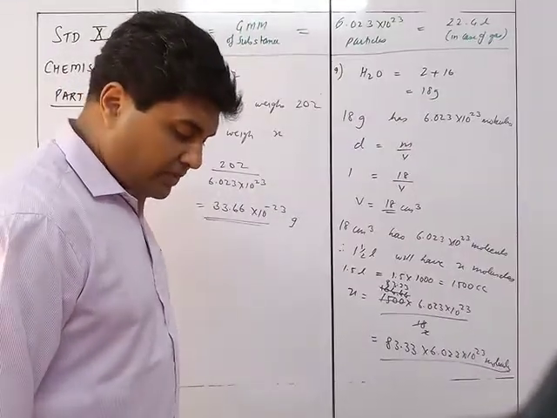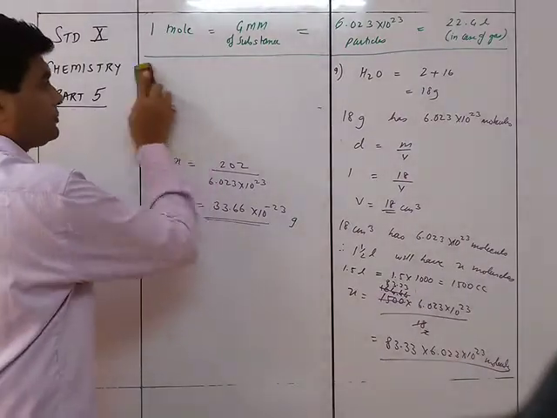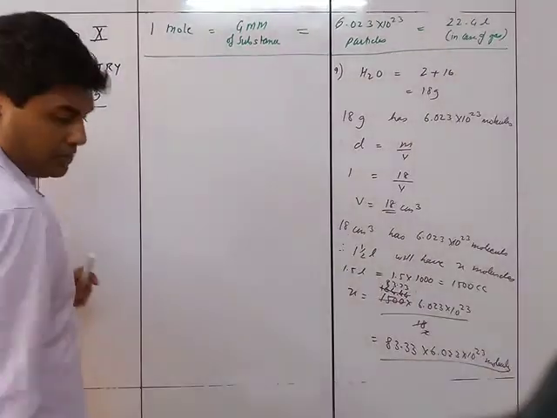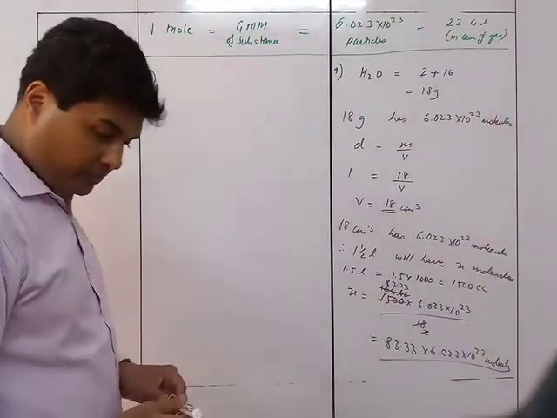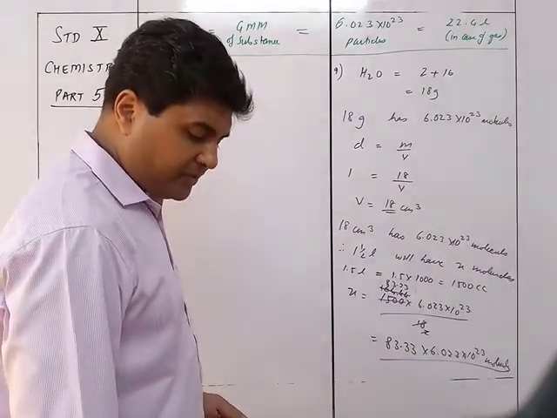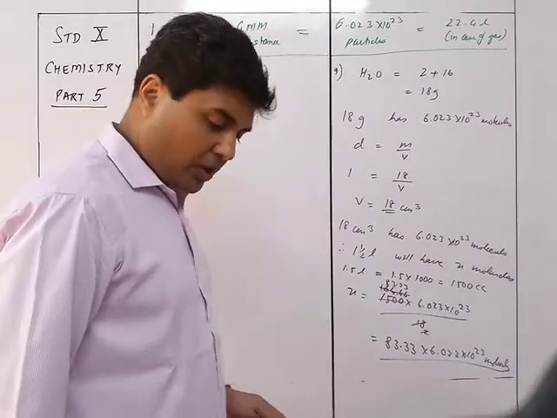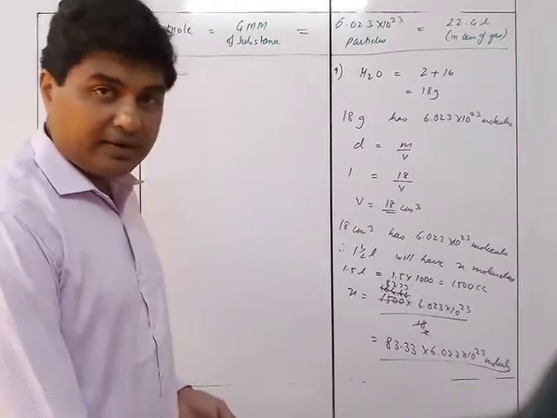We now move on to sum number 10. The gram atoms of 88.75 grams of chlorine. So we need to find out the gram atoms of 88.75 grams of chlorine. What is gram atom? It is the number of moles. 1 mole is gram atom.